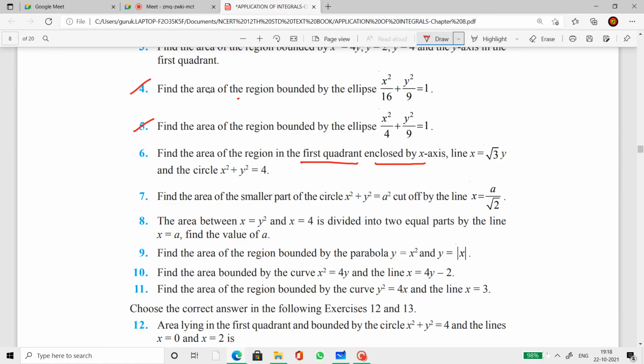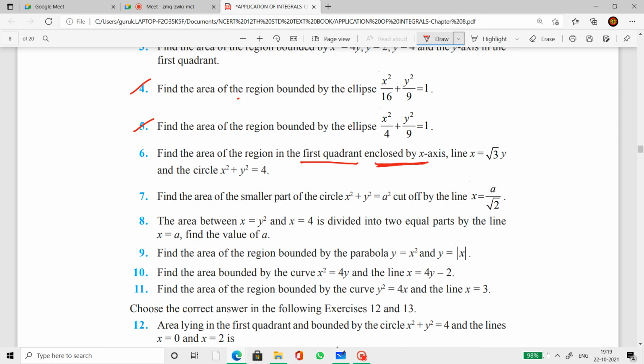Question number 6. Find the area of the region in the first quadrant enclosed by the x-axis, the line x equals root 3 y, and the circle x square plus y square equals 4. So the equation of the circle is x square plus y square equals 4, and the equation of the line is x equals root 3 y. The root is only for 3, not for y. And it is only in the first quadrant.